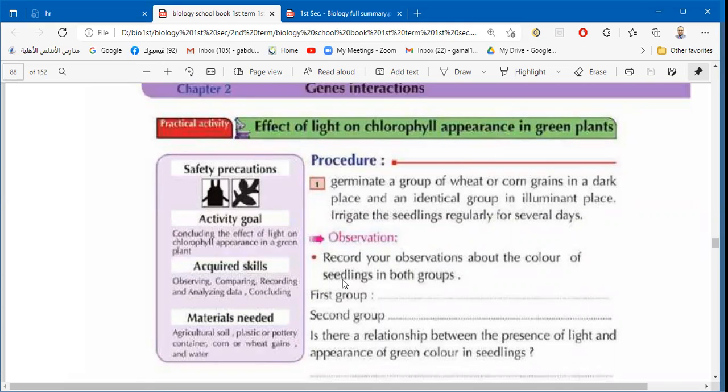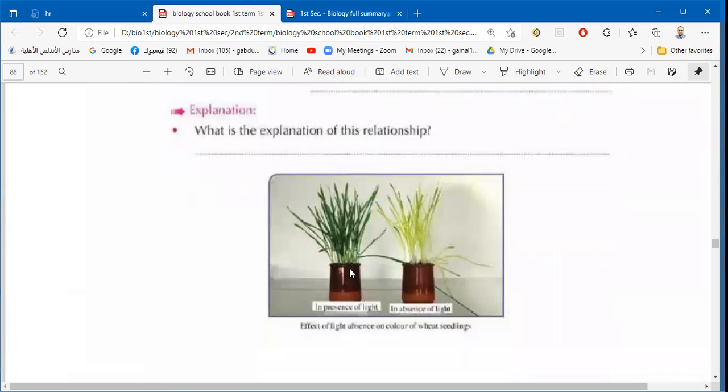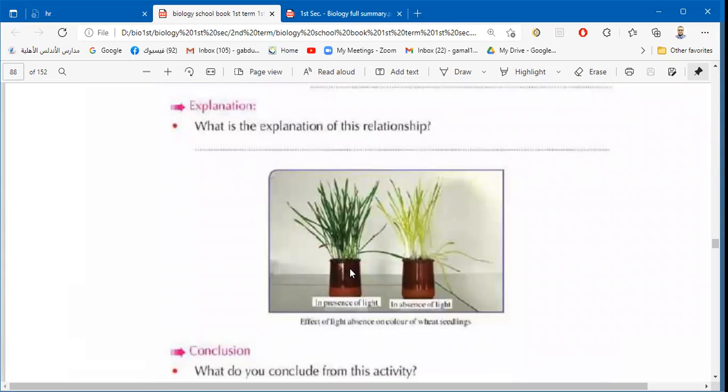But if we have the dominant gene and the plant has the gene of the chlorophyll, but we place it in a dark place, there is no light. Does the plant become green and absorb sunlight? Can the gene work in the absence of light? No.